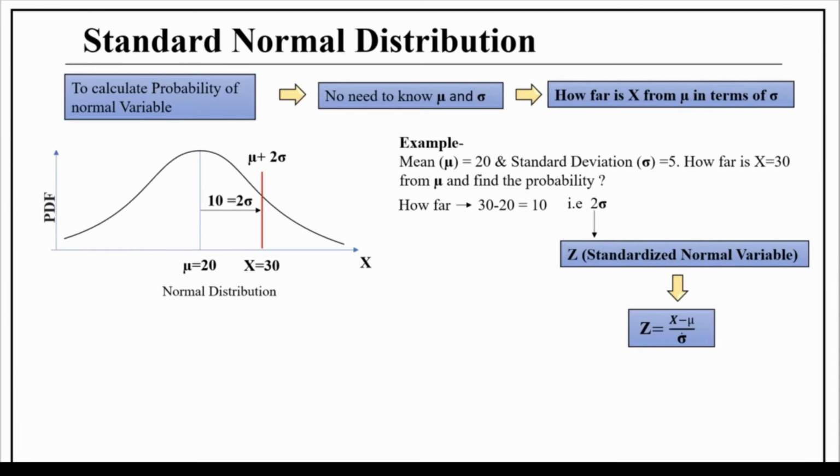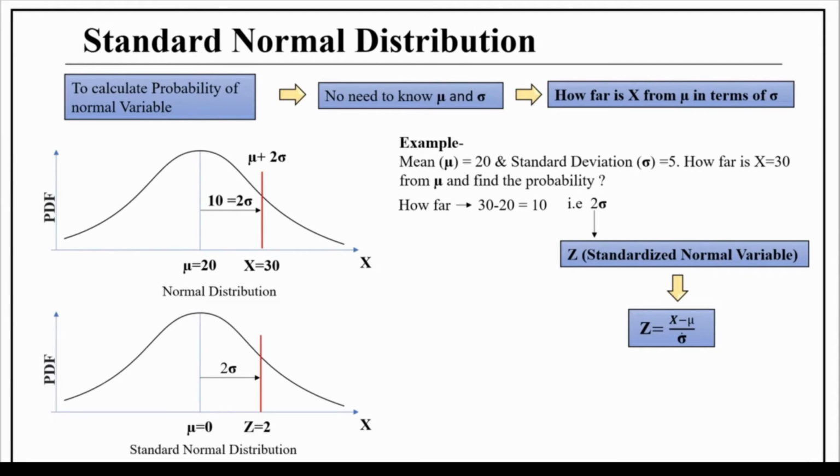Here 2 represents the standardized normal variable, that is Z. So the generalized formula for finding the standardized normal variable is x, that is the random variable, minus the mean, divided by the standard deviation. When we plot a normal distribution graph for Z, the mean is 0 and the standard deviation is 1, and the graph is called the standard normal distribution.